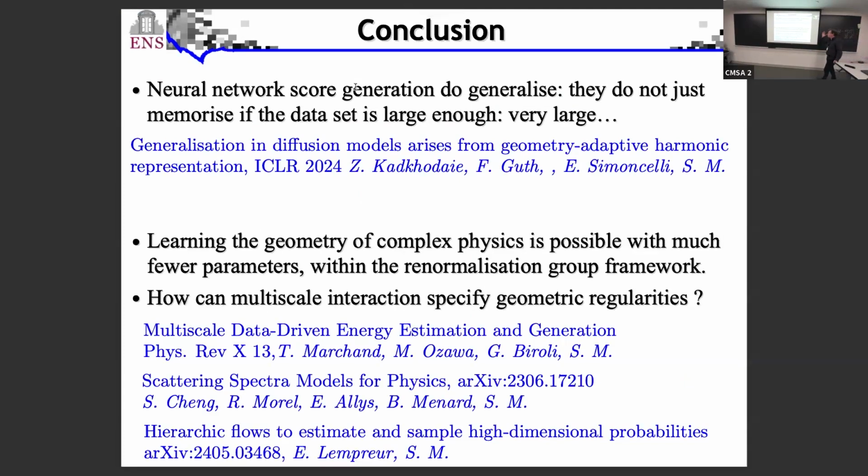And learning the geometry of complex physics seems to be possible with much fewer parameters than what is done in neural networks. And I think there is a lot of very interesting things to do here in order to make these techniques interpretable for physics. Right now we have this huge network, but it's very hard to understand what it's really doing. And there are interesting topics at this interface.